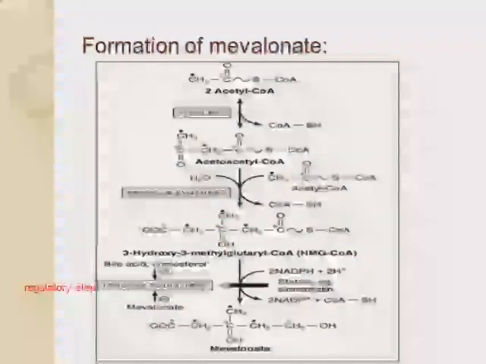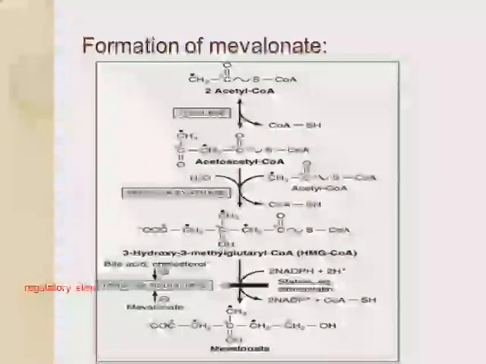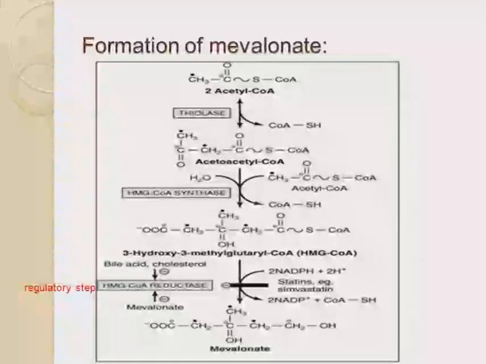And as we say, this picture shows the formation of mevalonate. As we said, 2 molecules of acetyl-CoA condense in the presence of thiolase enzyme to form acetoacetyl-CoA, and in the presence of synthase enzyme another molecule of acetyl-CoA will be added to, or condense with, the acetoacetyl-CoA and form 3-hydroxy-3-methylglutaryl-CoA.